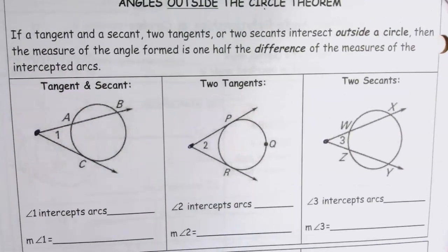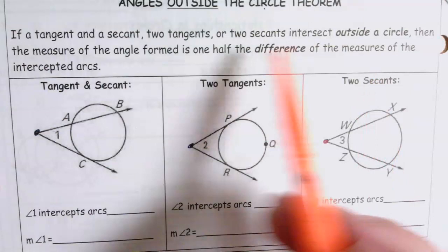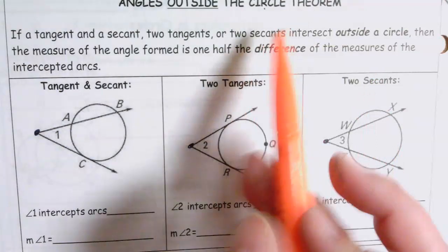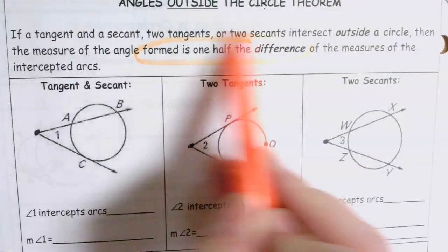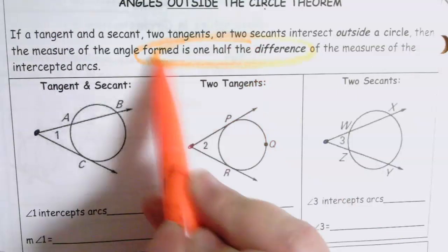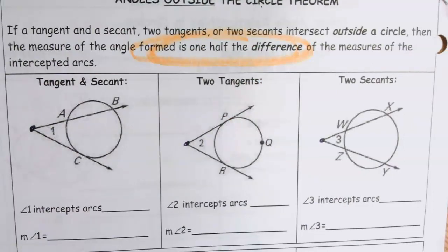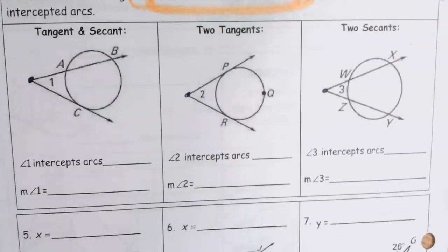And the rule is the angle formed is half the difference between the 2 arcs. So just like inside the circle, we have 2 arcs intercepted, not 1. This time, instead of being half the sum of the 2 arcs, which was what we did with inside the circle, it's half the difference. So subtract. Difference means subtract.